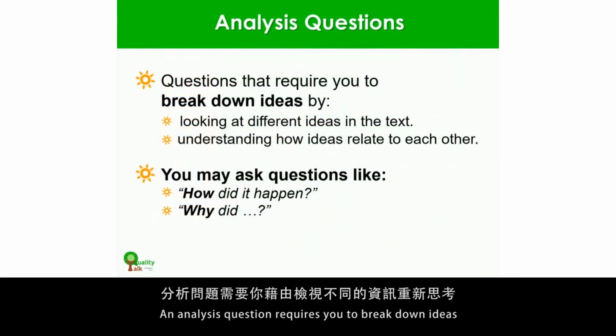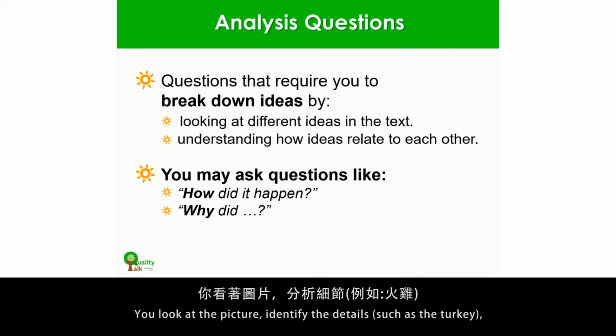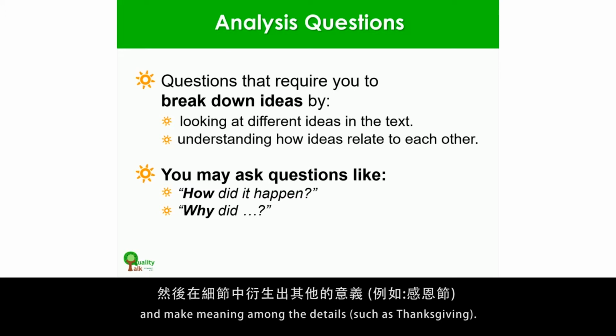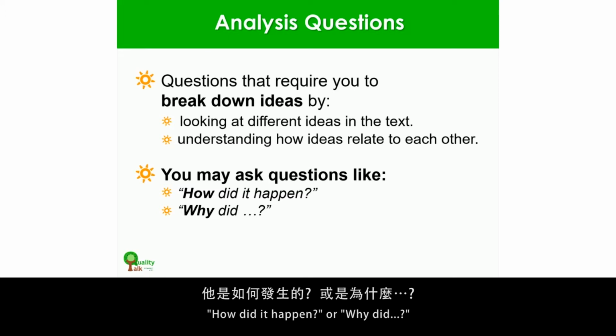An analysis question requires you to break down ideas by looking at different pieces of information in the text and then understanding how they relate to each other. This is what you do in this picture exercise. You look at the picture, identify the details, such as the turkey, and make meaning among the details, such as Thanksgiving. For this type of question, you can use sentence patterns like how did it happen or why did.